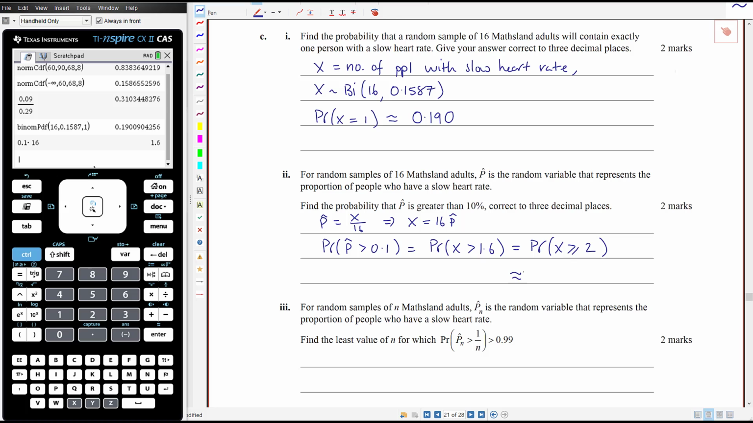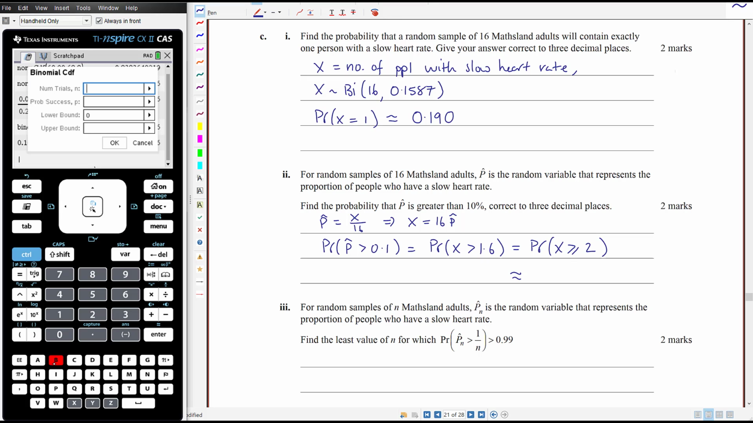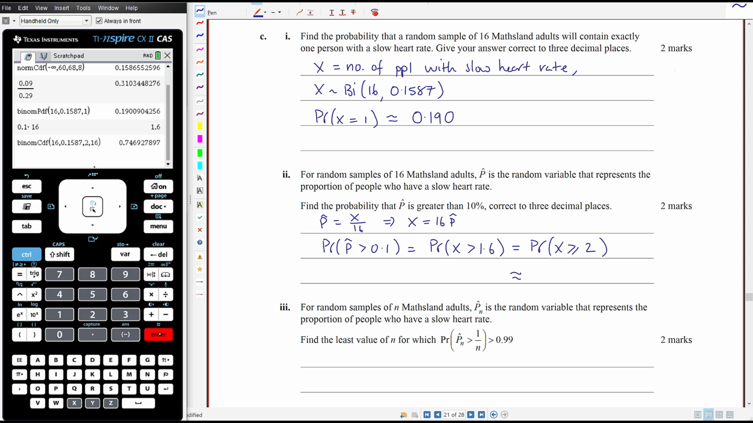And then we want that to 3 decimal places, so menu 5, 5, B for Binomial Cdf. We have 16 trials, probability of success is 0.1587, the lower bound is 2, greater than or equal to 2, and up to 16. So that is 0.747. We want 3 decimal places again, so 0.747.